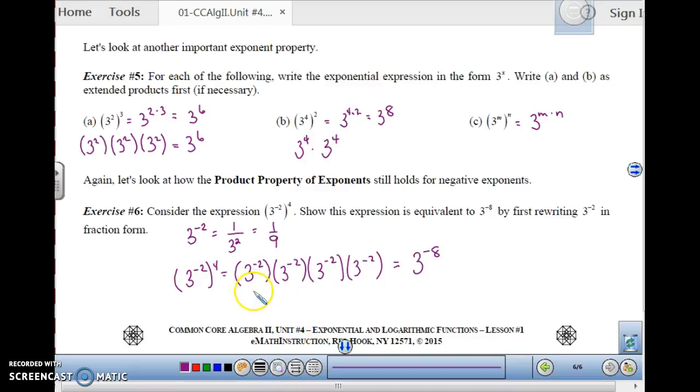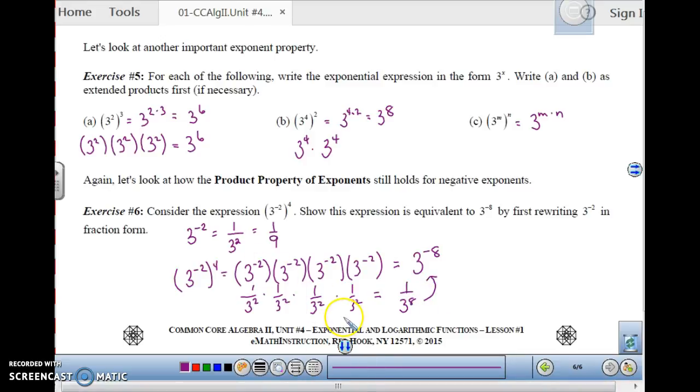If you want to write this even further out, it's 1 over 3 squared, 1 over 3 squared, 1 over 3 squared, 1 over 3 squared, and that's equal to 1 over 3 to the 8th, which is equivalent to this.